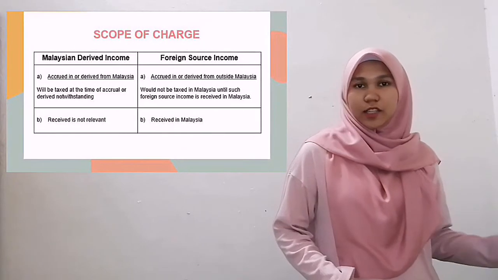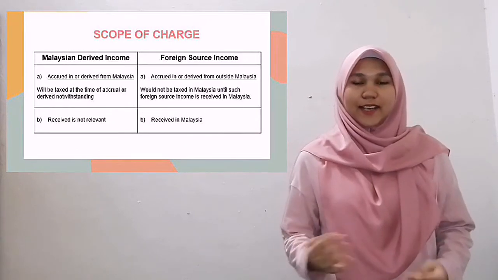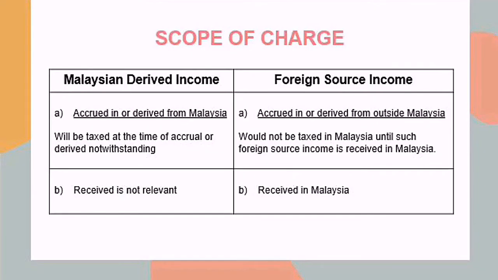Next, let's look at the differences between Malaysian-derived income and foreign source income. First is Malaysian derived income. Malaysian derived income will be taxed at the time of accrual or derived, notwithstanding. Next, the income received is not relevant. Meanwhile, foreign source income will not be taxed in Malaysia until such foreign source income is received in Malaysia.